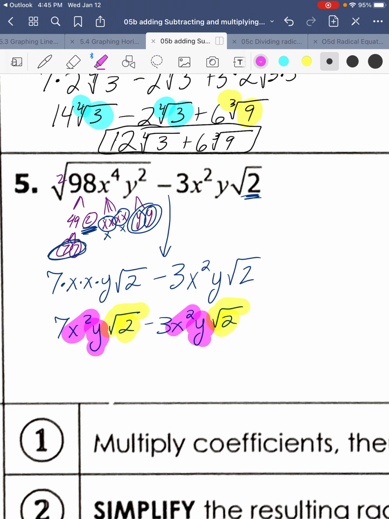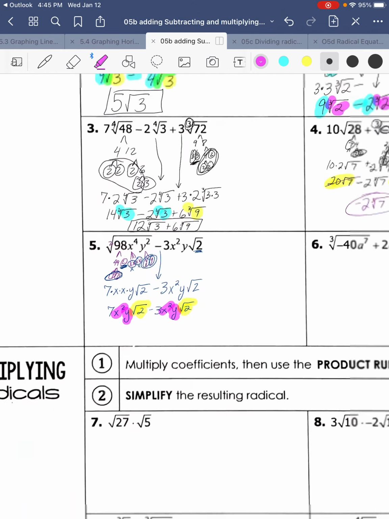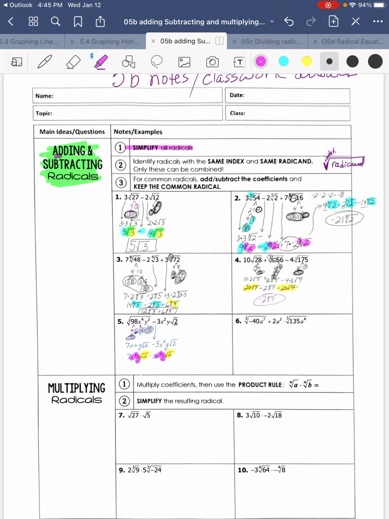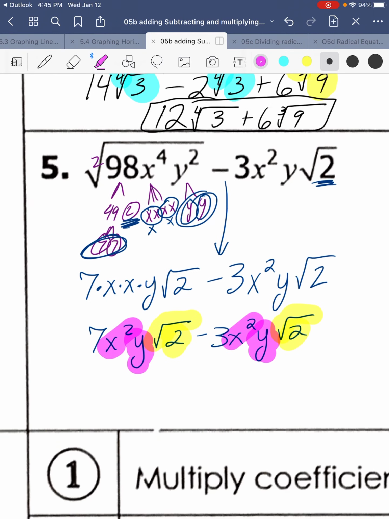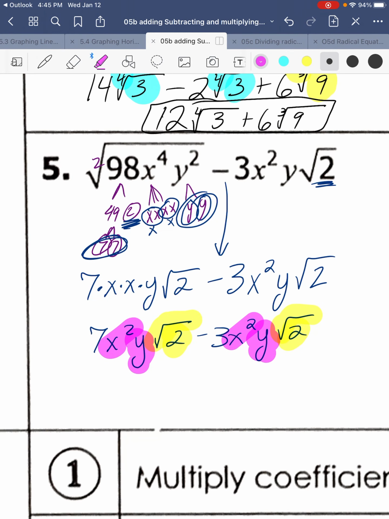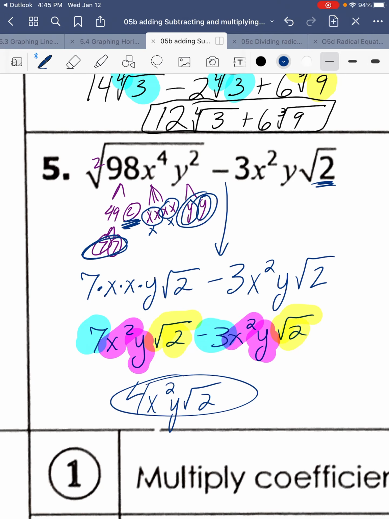So, okay, we have the exact same variables in the same spots and the same radical with what's underneath, with the radicand being the same. So we have 7 of them, 7, and we're subtracting 3. We're left with 4 x squared y's square roots of 2.